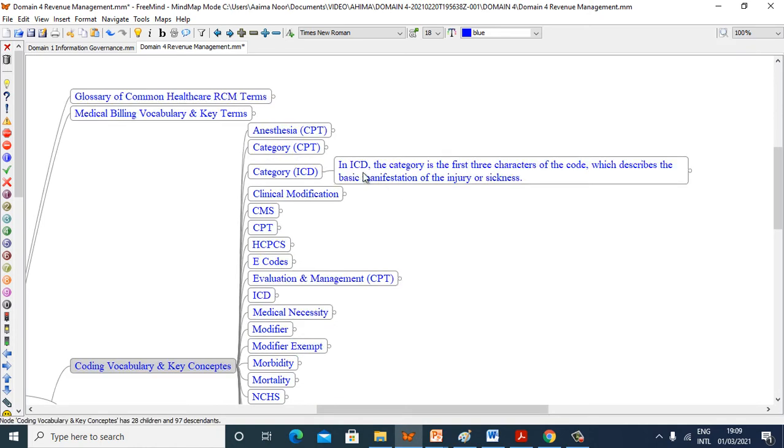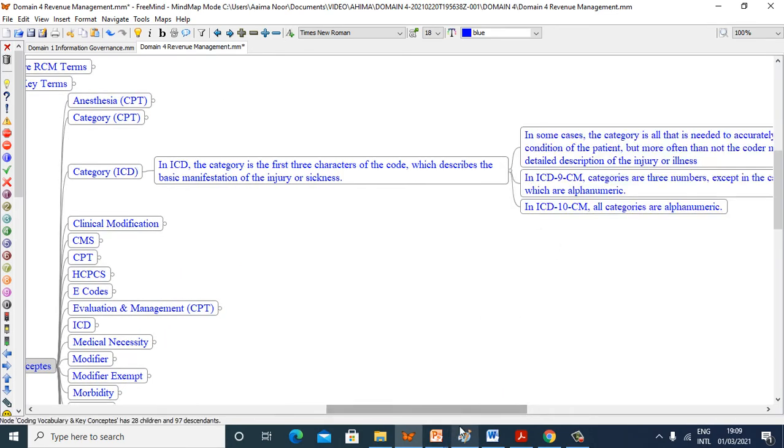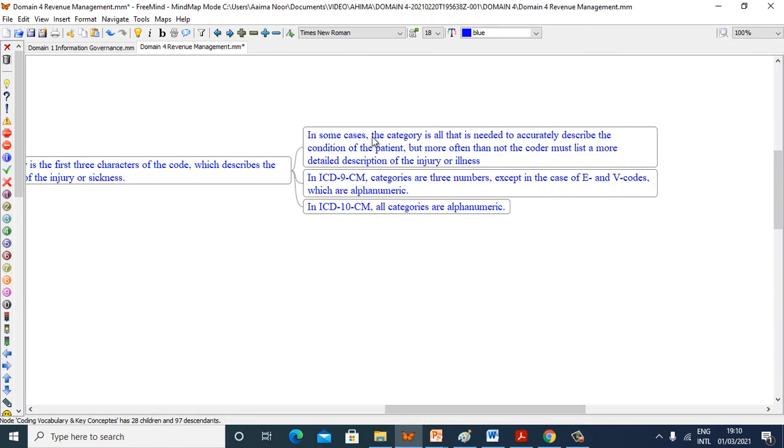Category, ICD. In ICD, the category is the first three characters of the code, which describes the basic manifestation of the injury or sickness. In some cases, the category is all that is needed to accurately describe the condition of the patient, but more often than not, the coder must list a more detailed description of the injury or illness. In ICD-9-CM, categories are three numbers except in the case of E and V codes, which are alphanumeric. In ICD-10-CM, all categories are alphanumeric.